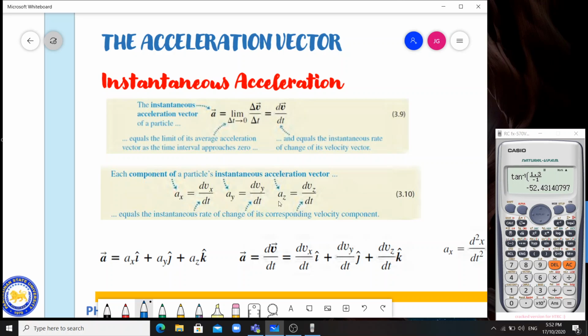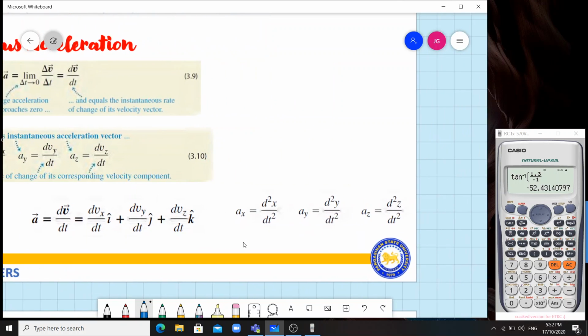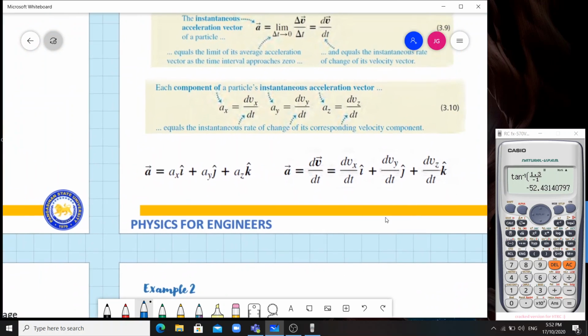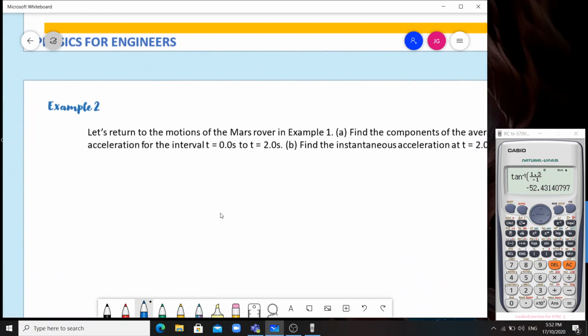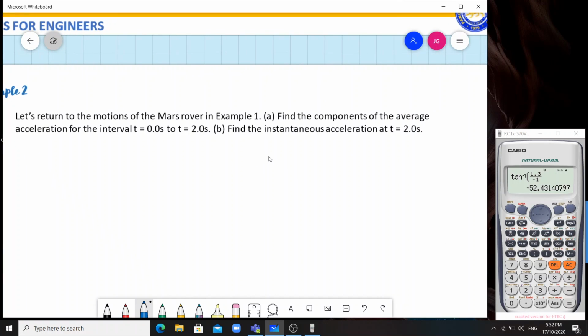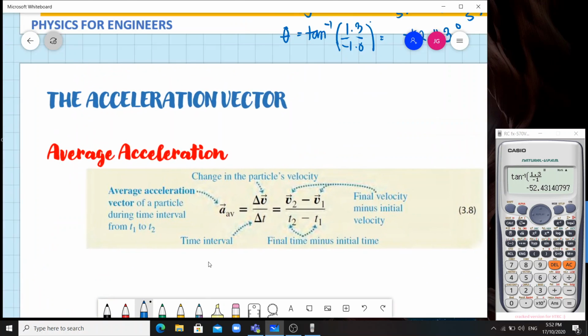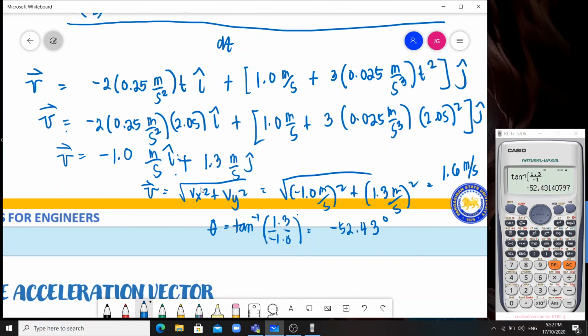So, we have the x, y, and z components of acceleration, which are equivalent to the derivative of vx over dt, the derivative of vy over dt, and the derivative of vz over dt. So, we can represent it like this. Okay. So, let's apply it here as example number 2. Let's return to the motions of the Mars rover. In example 1, find the components of the average acceleration for the interval 0 to 2 seconds. Let's go back to the given. Earlier, we already got a vector, right? This one. We will just copy it.